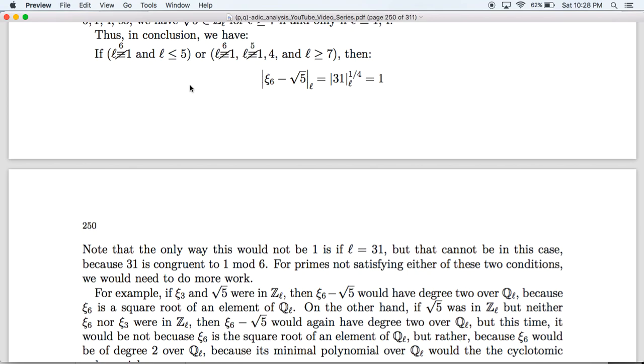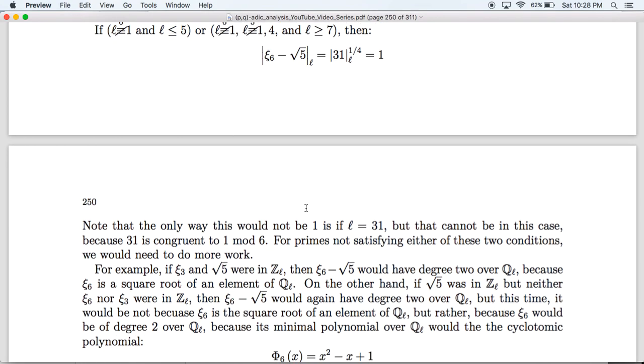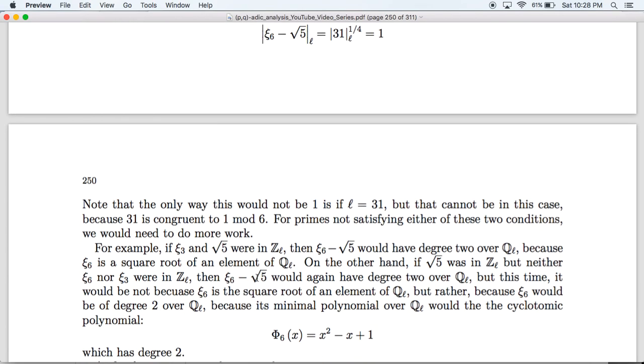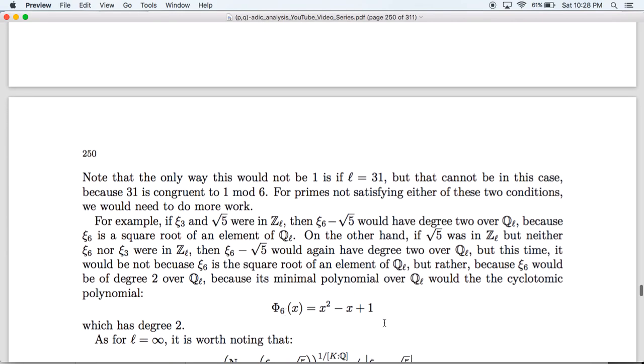For example, if C3 and square root of 5 were both in ZL, then this number would have degree 2 over QL because C6 is a square root of an element of QL. On the other hand, if the square root of 5 was in ZL, but neither C6 nor C3 were in ZL, then C6 minus the square root of 5 would again have degree 2 over QL, but this time it would not be because C6 is the square root of an element of QL, but rather because C6 would be of degree 2 over QL. It would be that, because its minimal polynomial over QL would be the cyclotomic polynomial, this.